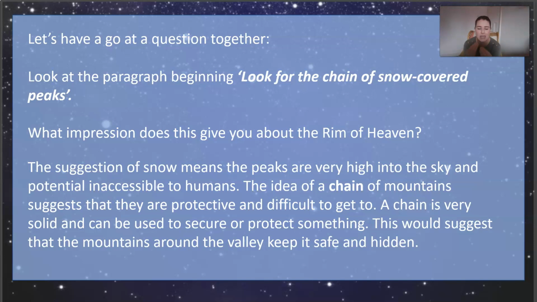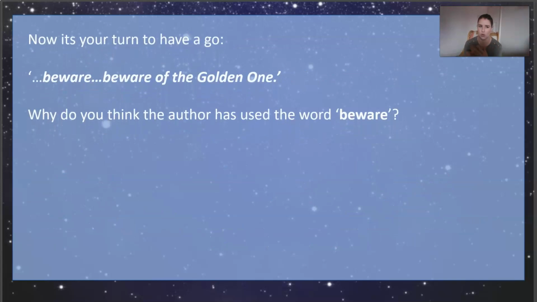So it also gives a deeper meaning that this chain, this encirclement of the snow-covered peaks, is almost like a protective barrier around the peaks. Okay, so around the valley. So this would suggest that the mountains around the valley are actually kept very safe and very hidden. Okay, so there's lots of different meanings that we can infer from there just from looking at the vocabulary and what we know from our background knowledge. So have a go at doing this question on your own.